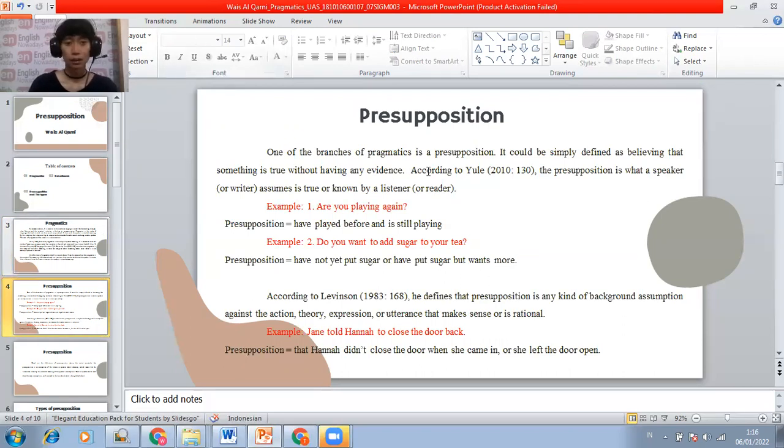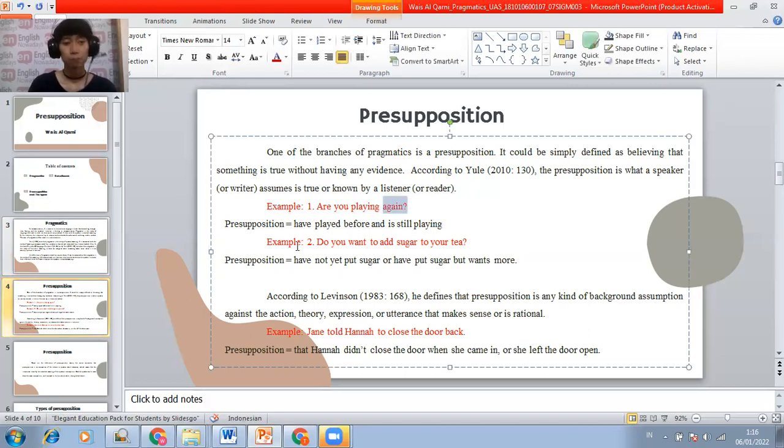Example: are you playing a game? The presupposition we have here is that this person has played before and is still playing, indicated by the word again. Example number 2: do you want to add a sugar to your tea? The presupposition we have here is that the person hasn't put in sugar, or has put in sugar but wants some once more.